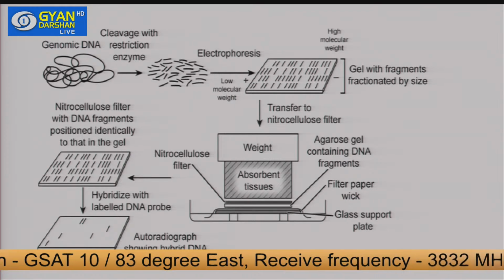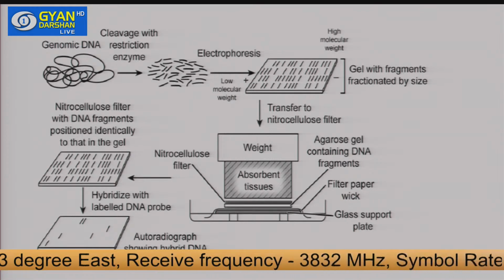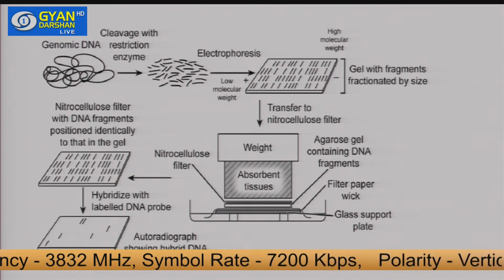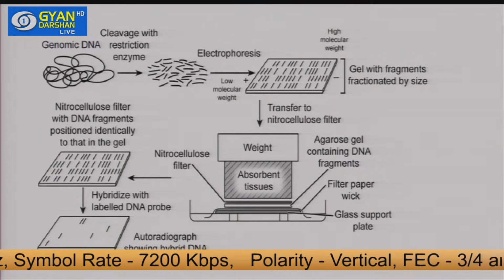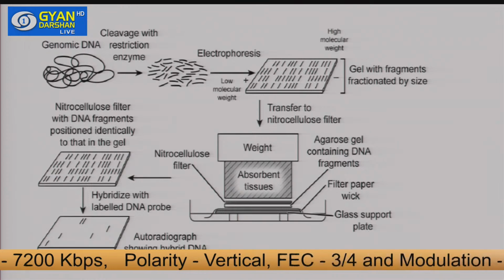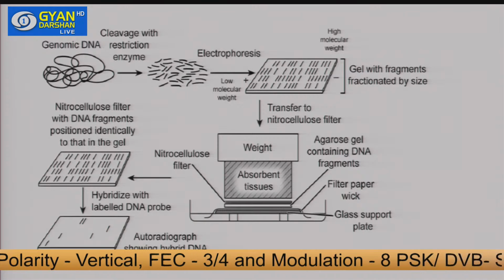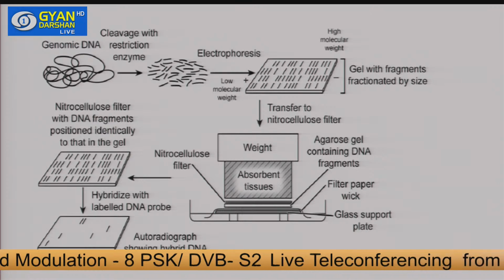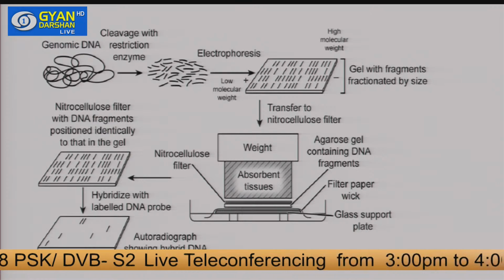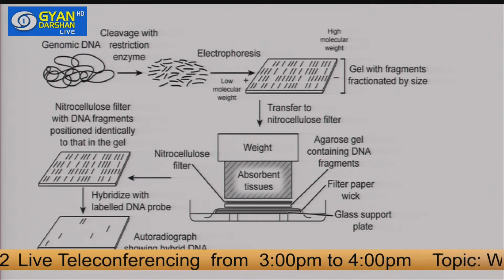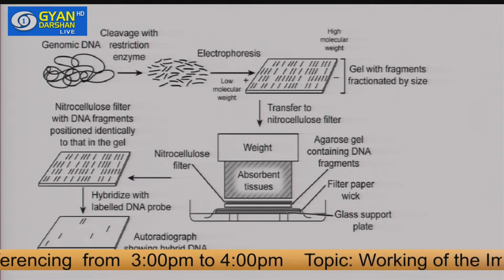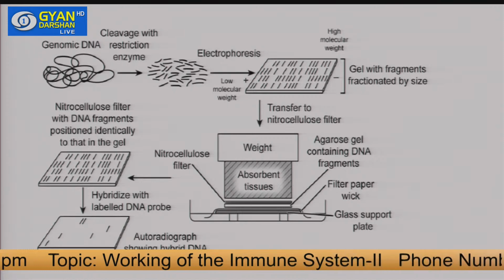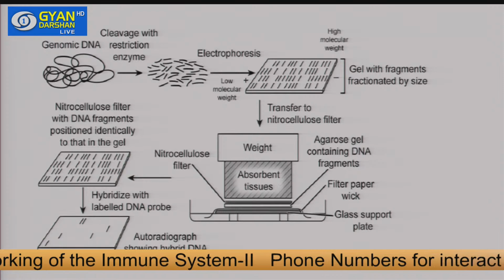That means the membrane is the support where the DNA is transferred. So now you have the membrane with the DNA, and then you need to add a probe. What is meant by probe? For instance, you want to check the gene of interest. So you need to radioactively label a particular gene sequence. Normally we use alpha 32P as a radioactive isotope, and we label the DNA sequence or the gene sequence.